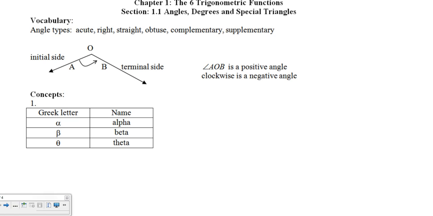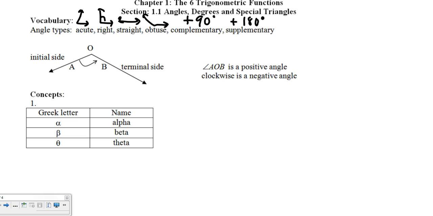But for the beginning, you have angle types. Acute angle is going to be between 0 and 90 degrees. Right angle is going to be 90 degrees. Straight angle is 180 degrees. Obtuse is between 90 and 180 degrees. Complementary is where they're going to add up to 90 degrees, and supplementary is where they add up to 180 degrees.